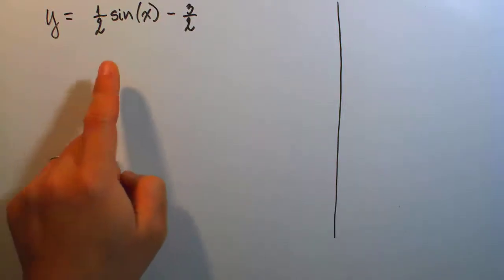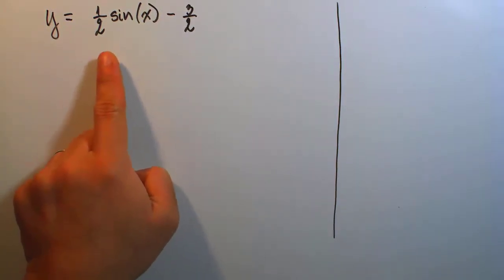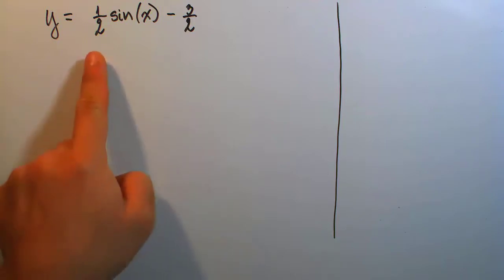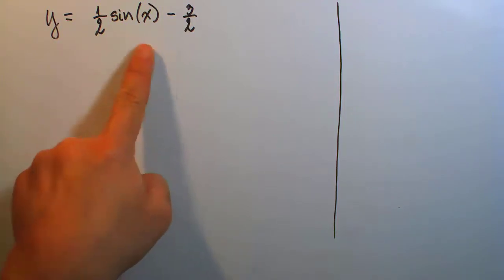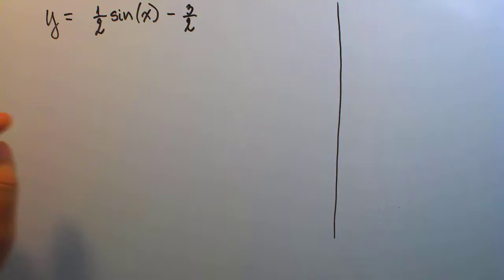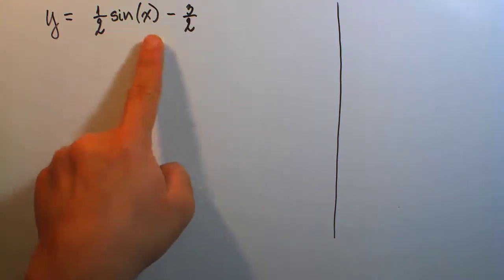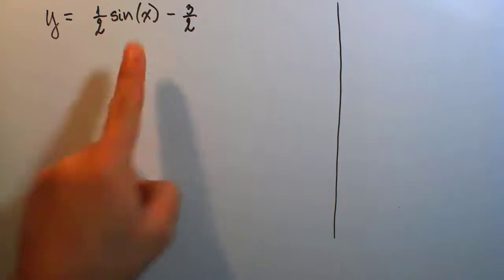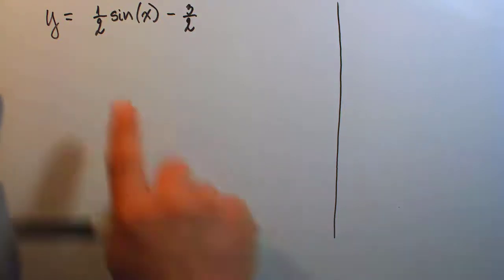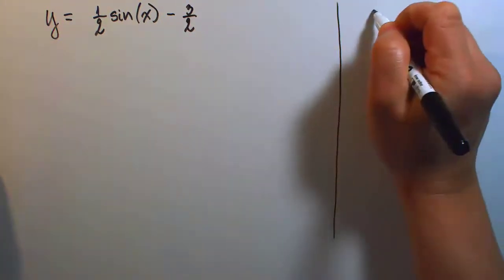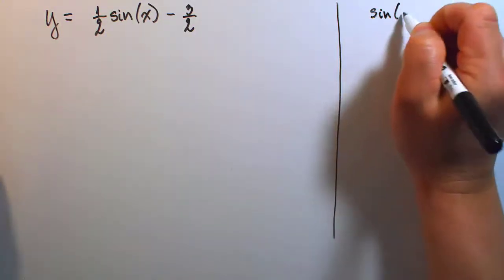Let's recognize the transformations that are involved in this function. What we have here is 1/2 sine of x minus 3/2. So first thing, this entire function has that main function sine of x being involved here. So I am going to compare this with my ordinary sine of x, the standard sine of x.